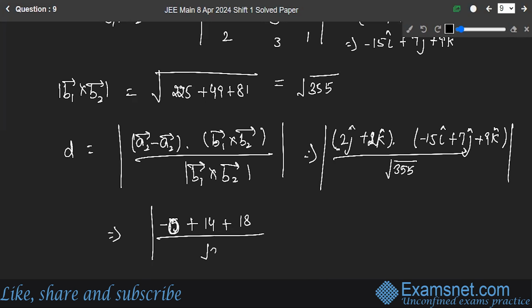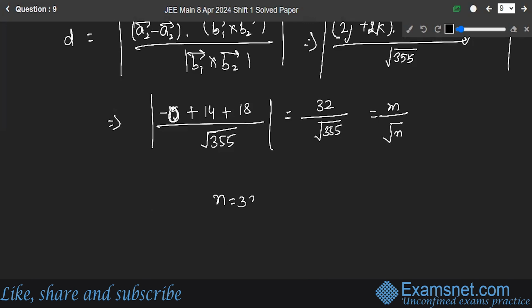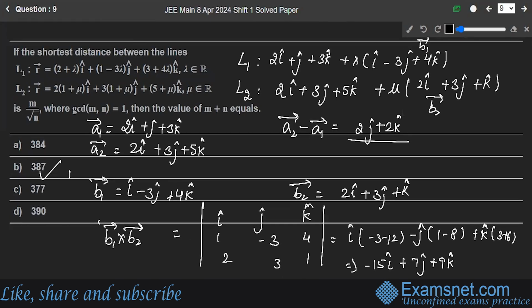And this is divided by root of 355, which is equal to 32 upon root of 355, which is equivalent to this. From here, you get M is 32 and N is equal to 355. So the sum of both of them is 387. This is the answer to the question. Option B is the correct answer. Hope you got that. Let's move to the next question.